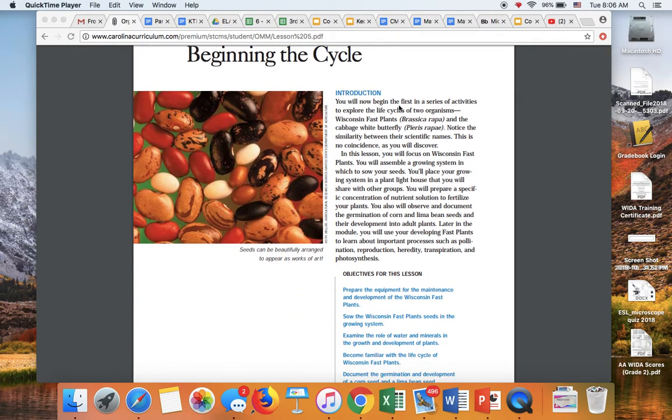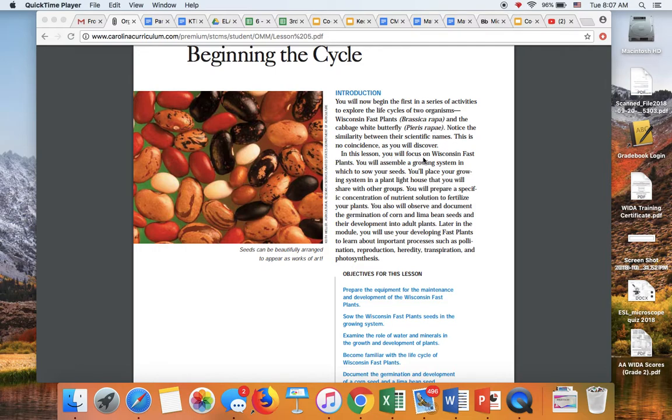You will now begin the first in a series of activities to explore the life cycle of two organisms, Wisconsin fast plants, Brassica rapa, and the cabbage white butterfly, Pieris rapae. Notice the similarity between their scientific names. This is no coincidence, as you will discover. Notice rapae, rapa, very similar.